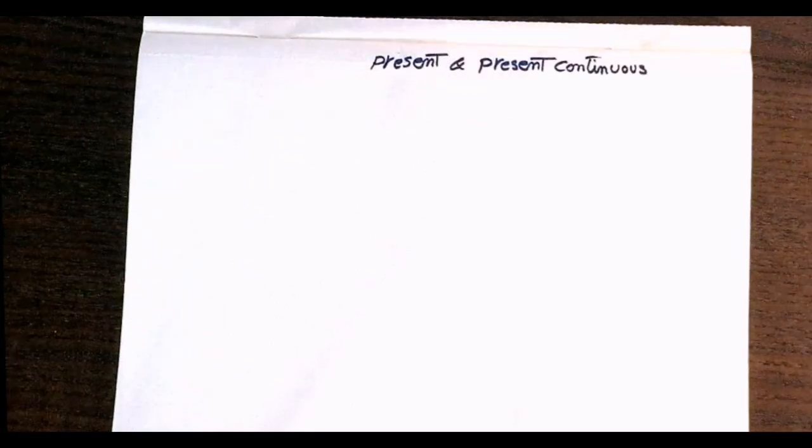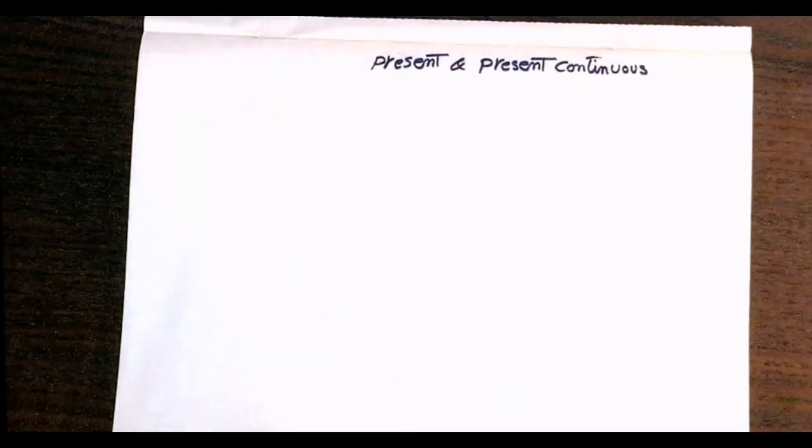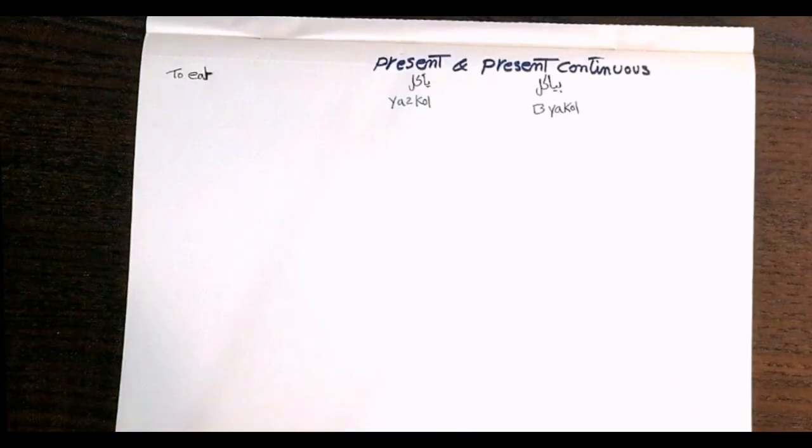Hi everyone. Today I'm going to talk about the present and present continuous in Egyptian Arabic. This is a bit different from MSA, Modern Standard Arabic. I'm going to say how different, but I'm not going to talk about the tenses in MSA, only in the Egyptian spoken Arabic. Now in MSA, to eat is يأكل.